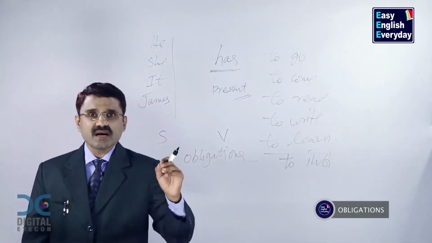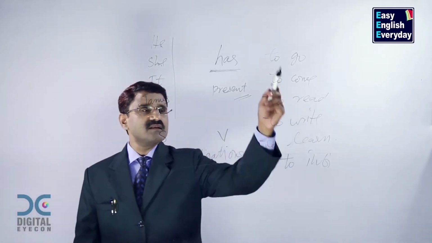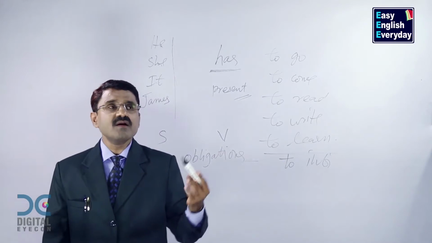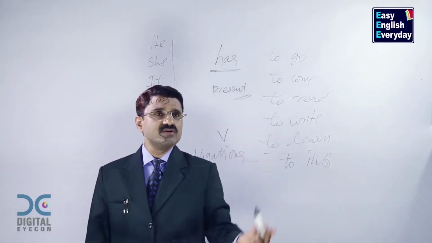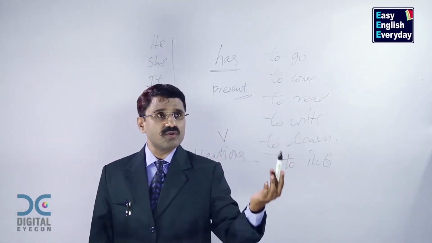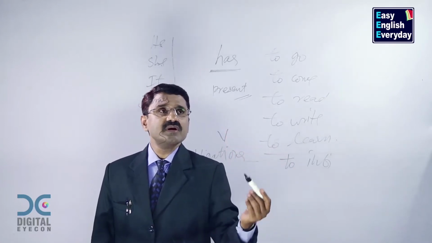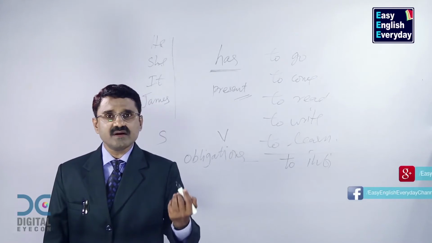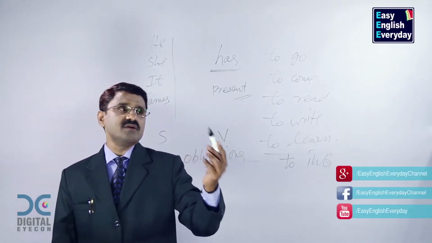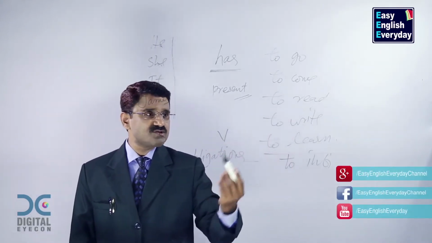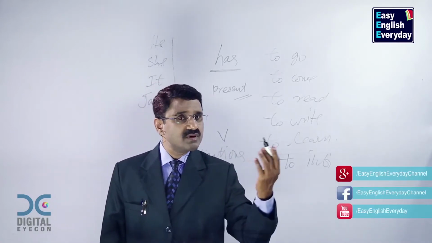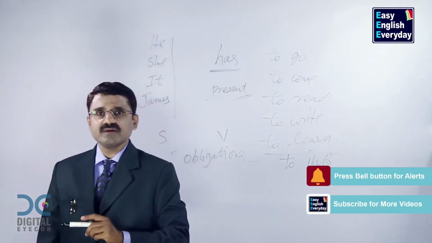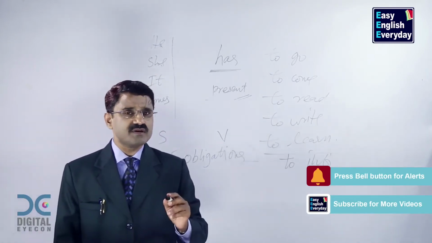Obligations meaning compulsory actions. These are the compulsory actions to be done by these people either today or tomorrow. He has to go today. He has to go tomorrow. He has to come now. He has to come tomorrow. He has to read now, right now. He has to read later on. He has to write. He has to learn. He has to understand. They indicate obligations or compulsory actions of a person.